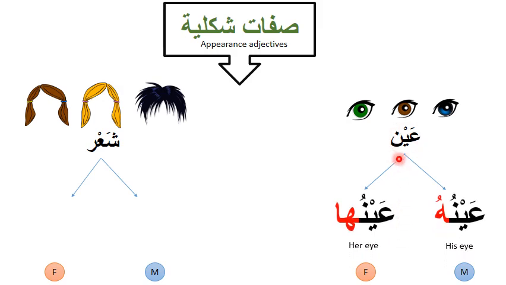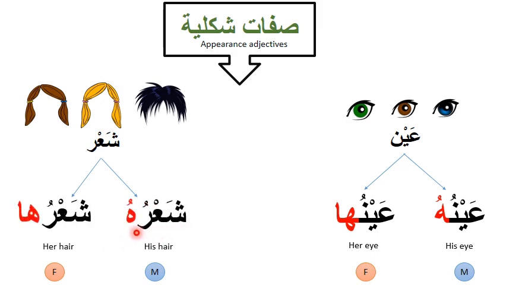The word عين means eye. If I said عينه, it means his eye. عينها, her eye. So you can easily find out that for masculine we're adding hu at the end of the word, and for feminine we're adding ha at the end of the word. عينه, عينها, his eye, her eye. And we are going to do the same with the word شعر, that means hair. If I want to say his hair or her hair, how it looks like. شعره, his hair, شعرها, her hair.